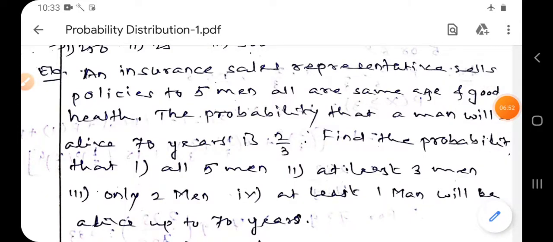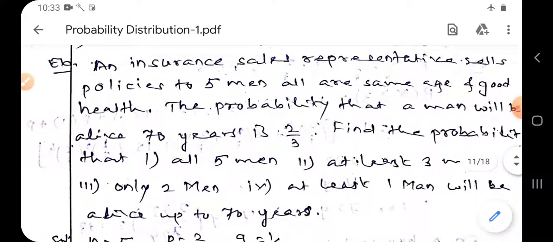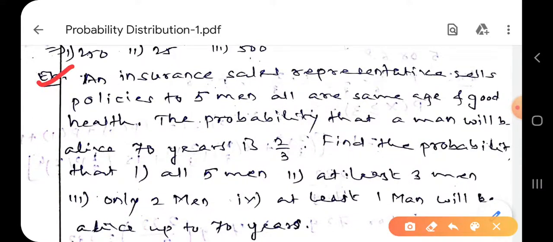Okay, write down the second problem now. An insurance sales representative, means a policy representative, sells policies to 5 men. All are the same age and in good health. The probability that a man will live 70 years is 2 by 3. त्याचं वय 70 वर्षापर्यंत जगू शकेल, is 2 by 3.